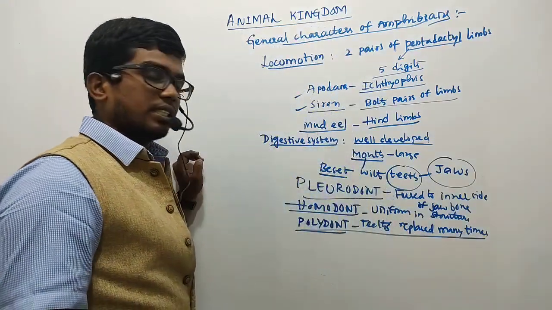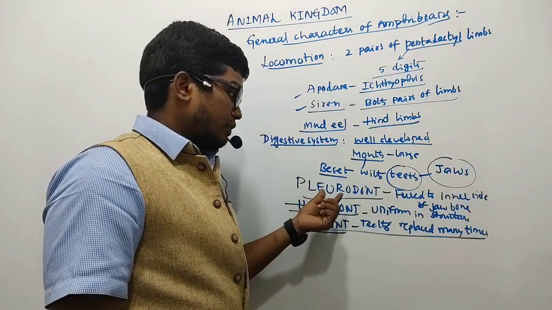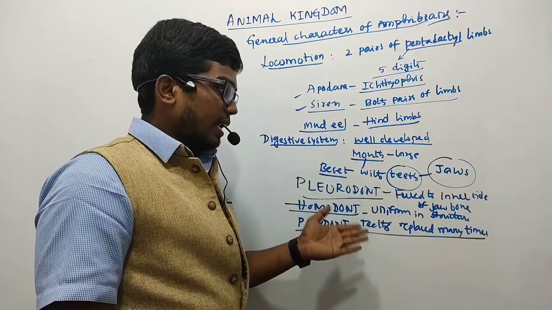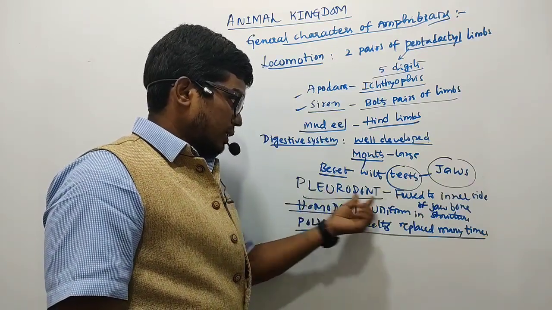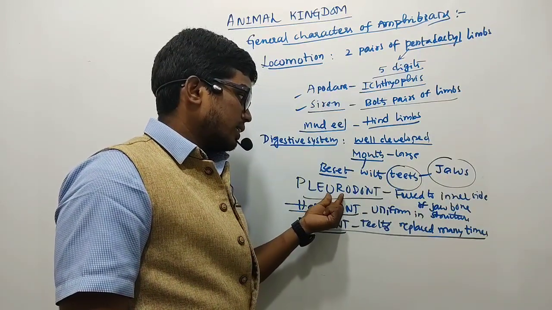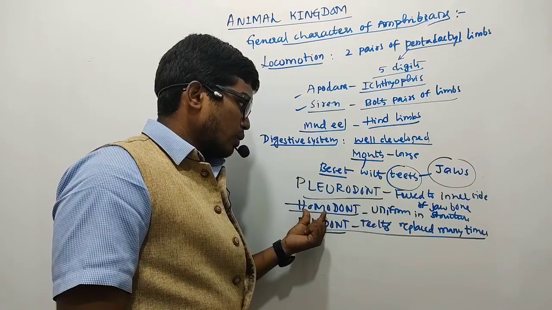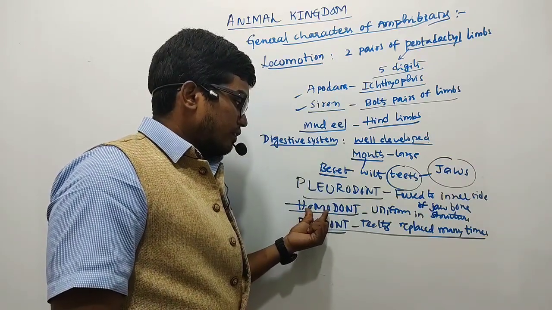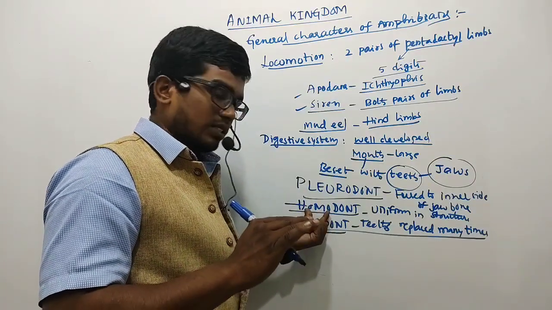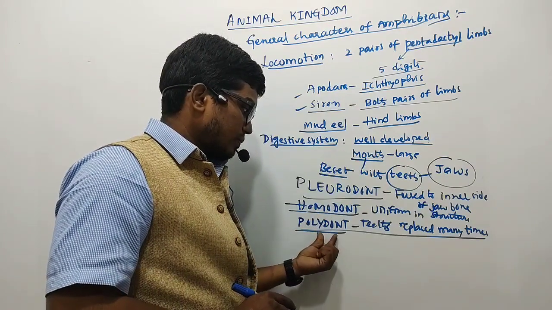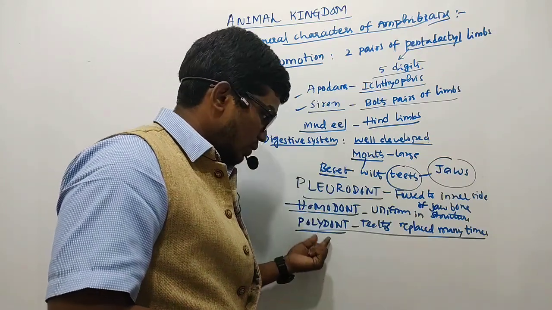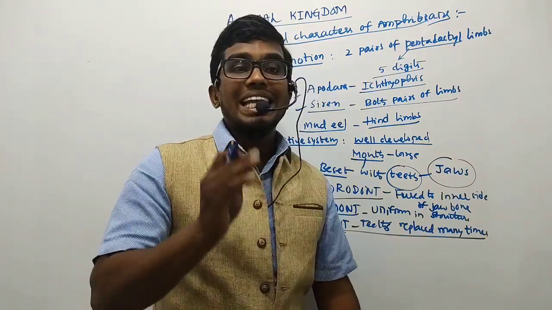These are the three conditions with respect to the arrangement of teeth, and how the teeth can arise in a lifetime. Pleurodont means the teeth are attached to the inner side of the jawbone. Homodont, homo means uniform, similar. If they are uniform in structure, if their size is the same or similar, we call them homodont. If the teeth arise or are replaced many times, we call that condition polydont.